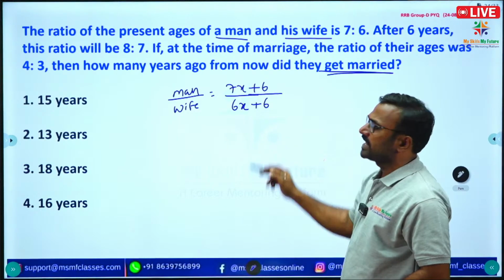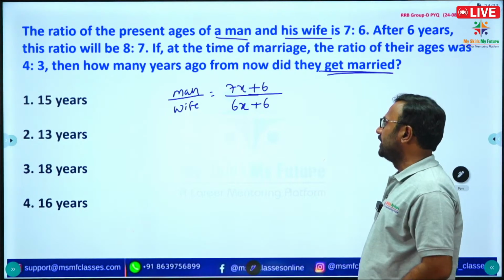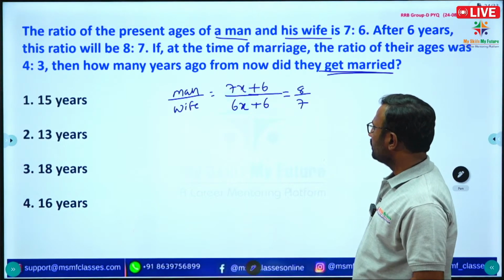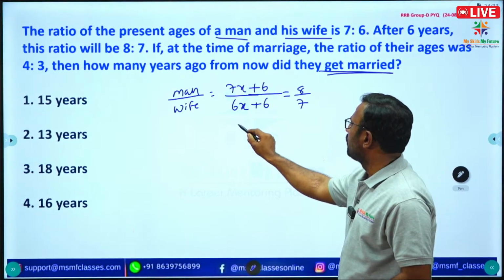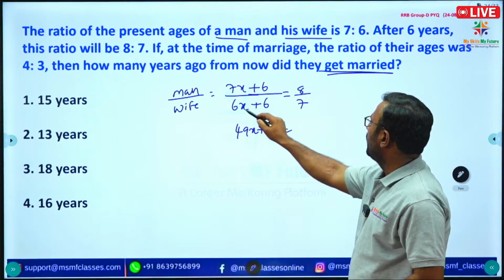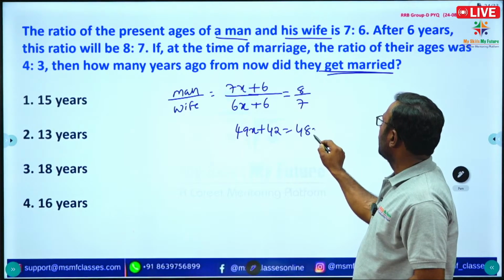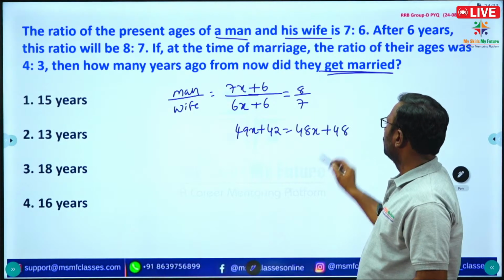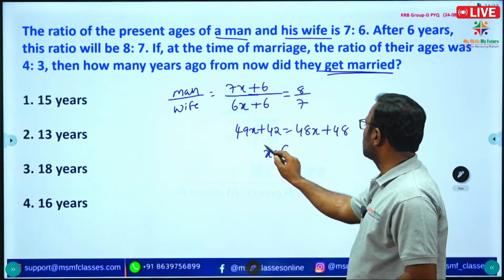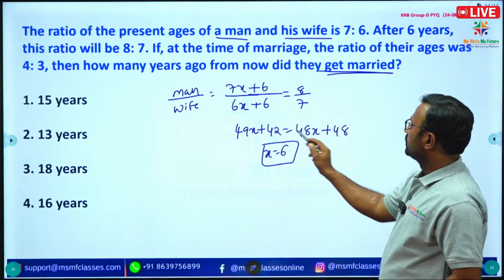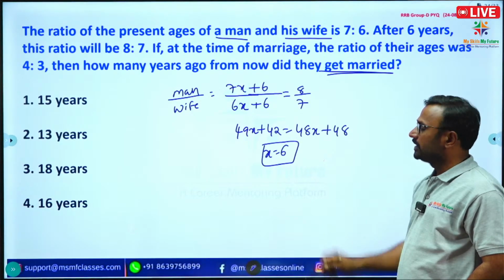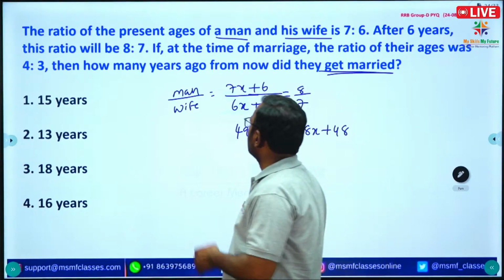After 6 years, just add 6 to both numerator and denominator, the ratio will become 8:7. Okay, cross multiplication: 7 sevens are 49, x plus 42 is equal to 8 sixes are 48, x plus 48. Send 48 to the left side, 49 minus 48, we get x; 48 minus 42, we get 6. Okay, so x is equal to 6.